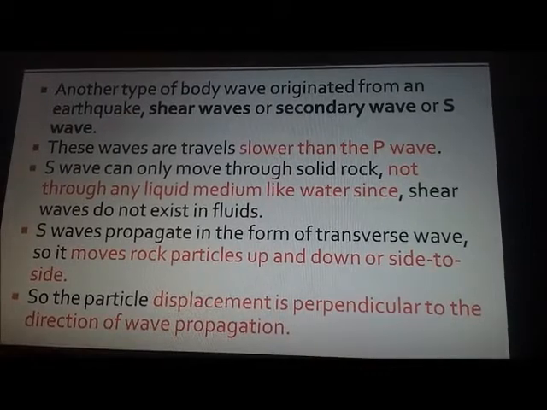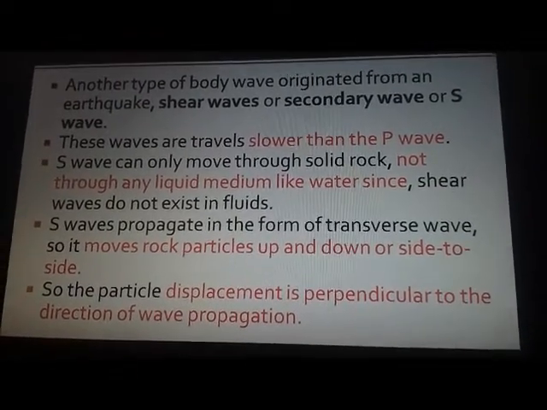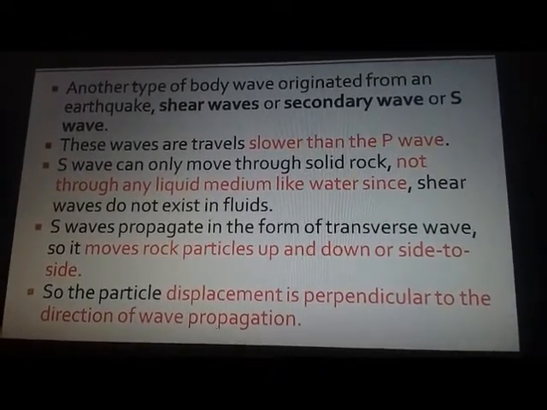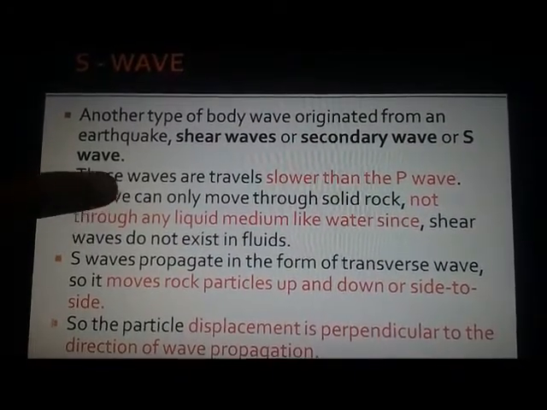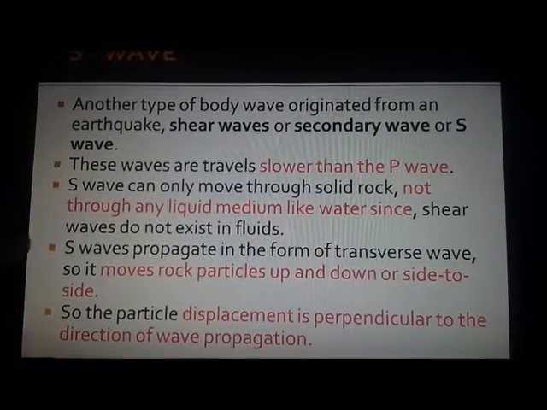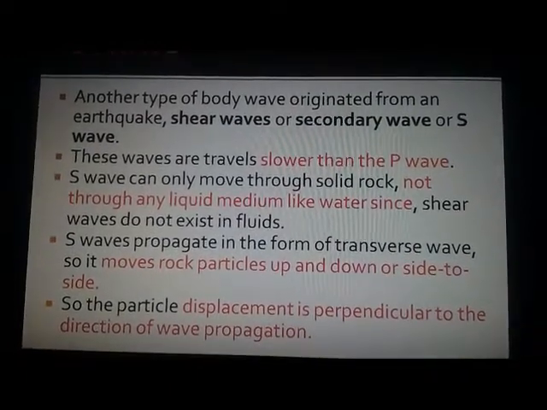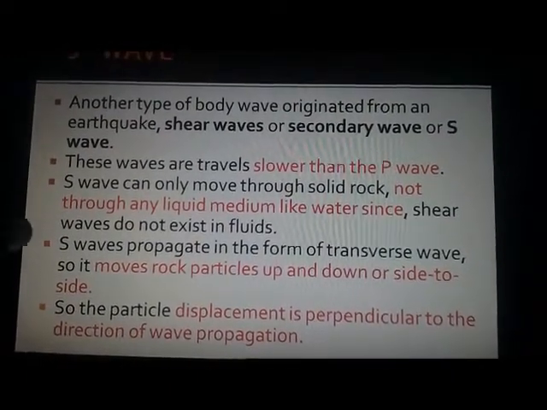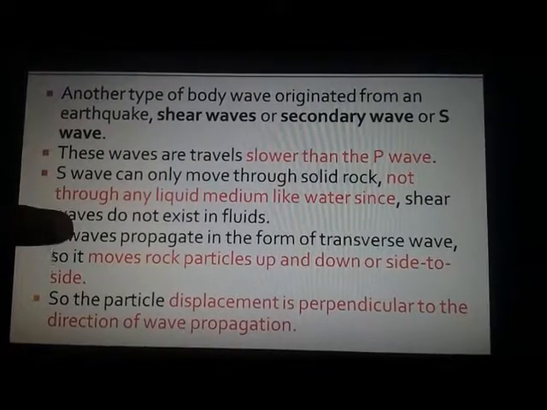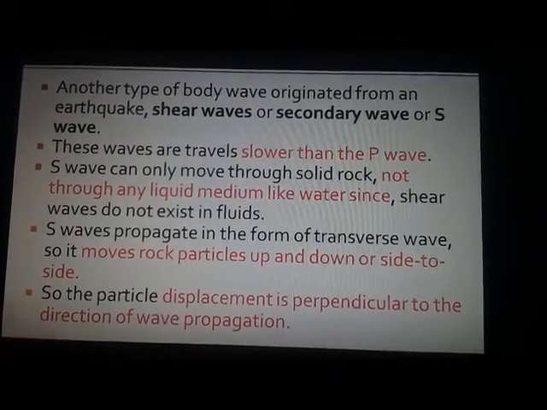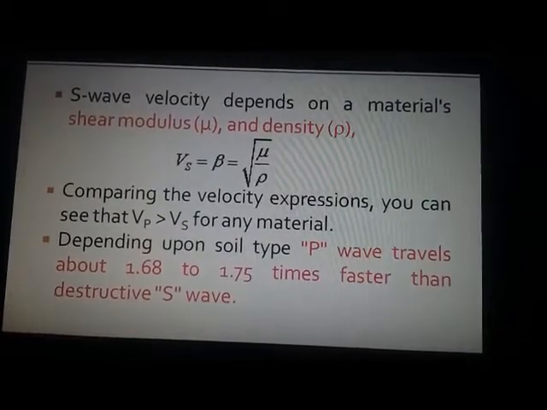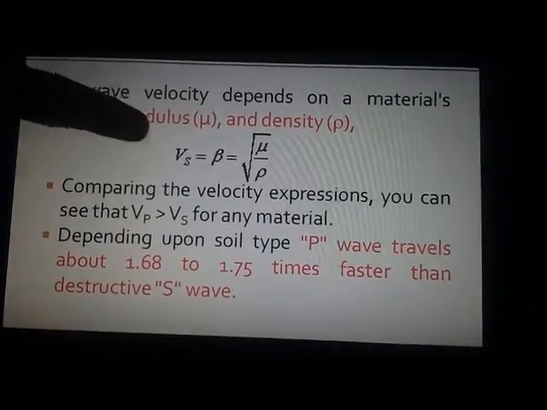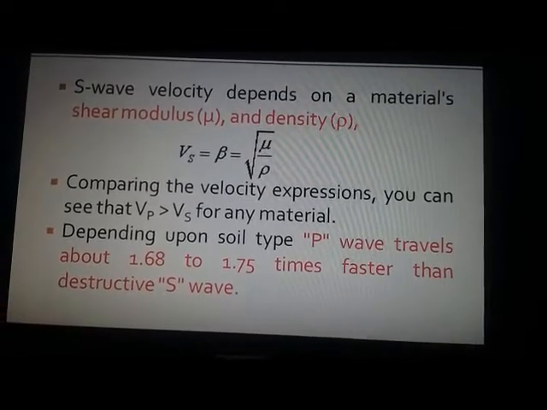The disturbance of the S wave is tangential to the direction of propagation. The S wave cannot travel through a liquid medium, but the P wave can travel through a liquid medium. That is the major reason the S wave travels slower than the P wave. The velocity of the S wave is decided by mu by rho.